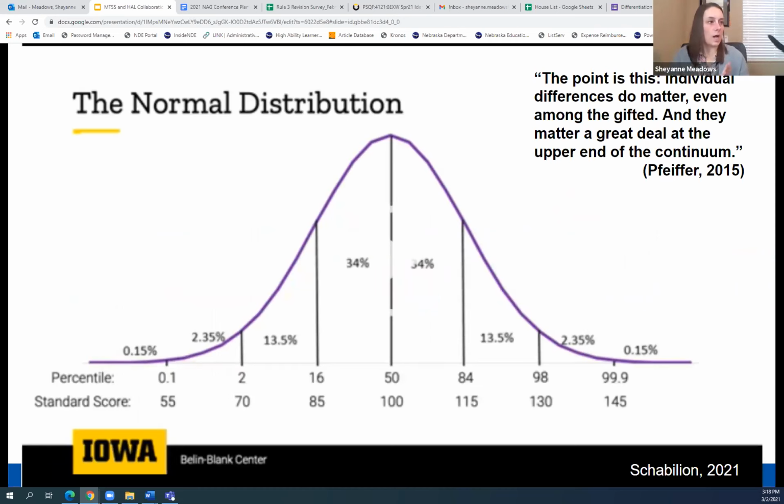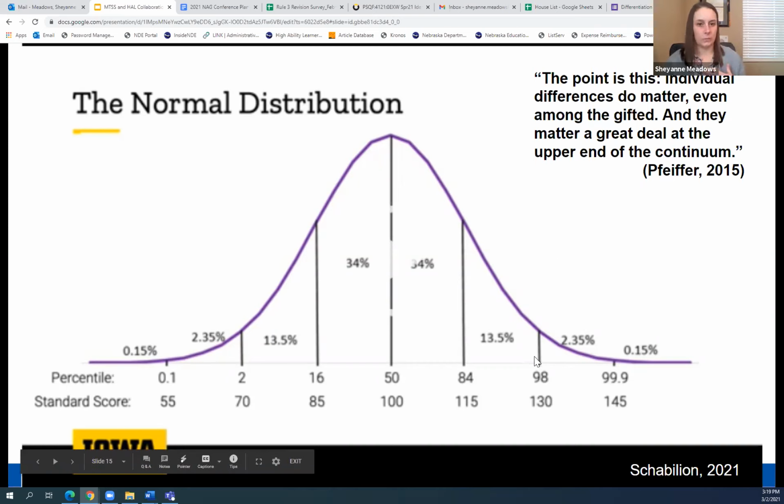So we're going to look briefly at this bell curve. And as you see, there's a quote up there from Scott Pfeiffer, who is a psychologist, and he specializes in gifted assessment. And he says, the point is this: individual differences do matter, even among the gifted. They matter a great deal at the upper end of the continuum. So if we look at this bell curve, which is of normal distribution, usually we think of high ability learners somewhere around 2 standard deviations above the average. And so that's somewhere around here in the 125 to 130 IQ range.